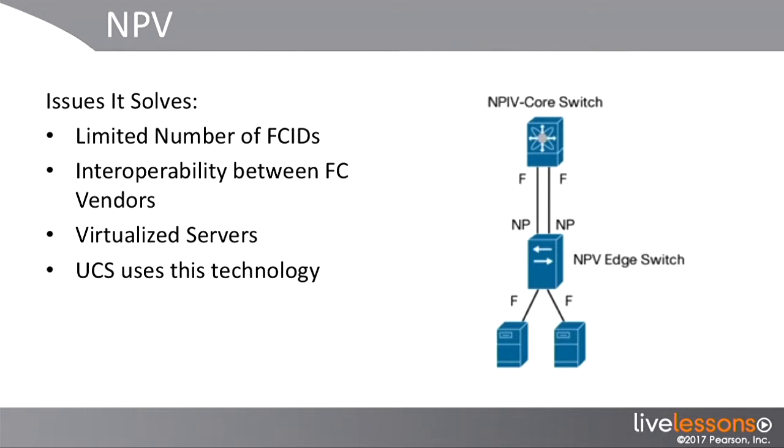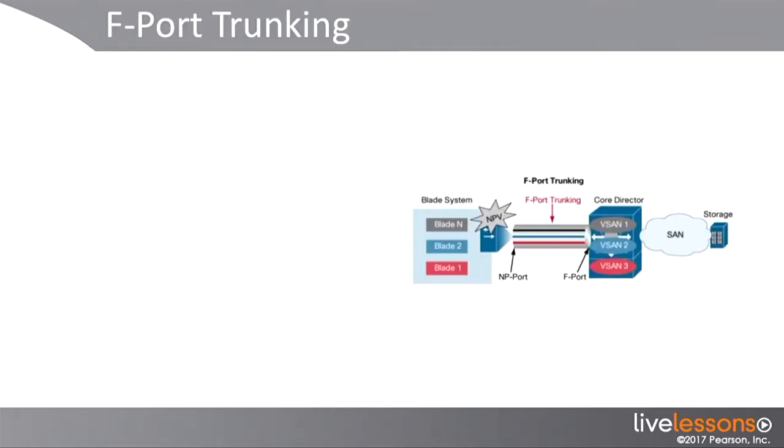Now normally, these connections between the NP switch, which is the host, and the NPV switch, which I think of as the server switch or the parent switch, are more like access ports or fabric ports, as you can see in the diagram, which normally have a single VSAN associated with them. But with a feature that Cisco has called F-port trunking, we're able to take that F-port and run multiple virtual storage networks across that single port.